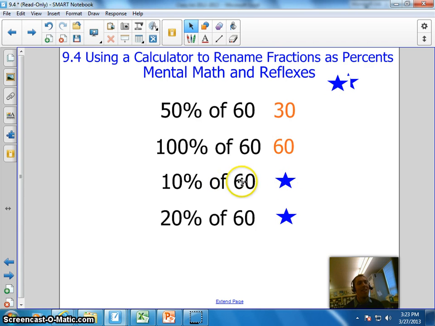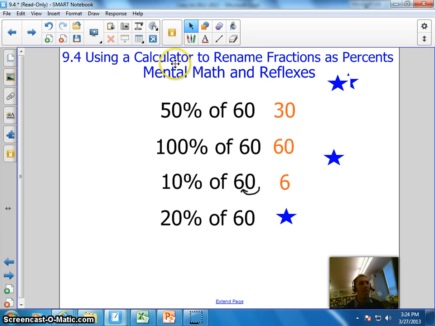10% of 60. Now the easiest way to do 10% is you just divide it by 10, or you take 1 0 away. So you would move the decimal point from here, the decimal point's there, and you would move it 1 spot. So it would be the same as 6. So if I had 10% of 70, it'd be 7. If I had 10% of 80, it'd be 8. If I had 10% of 100, it'd be 10, and so on. You just move that decimal 1 point.